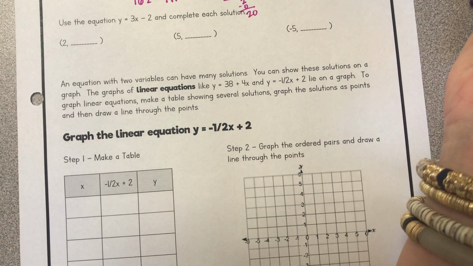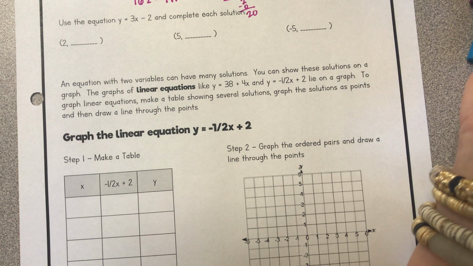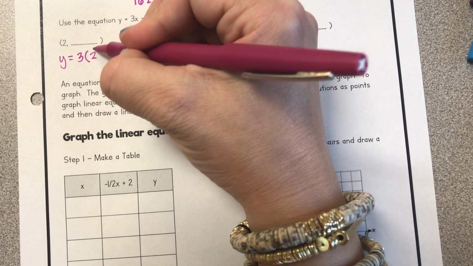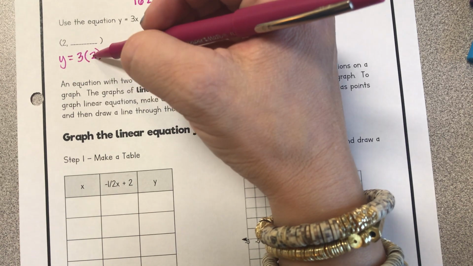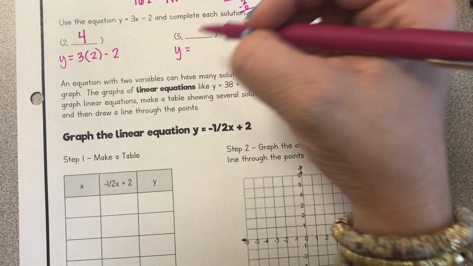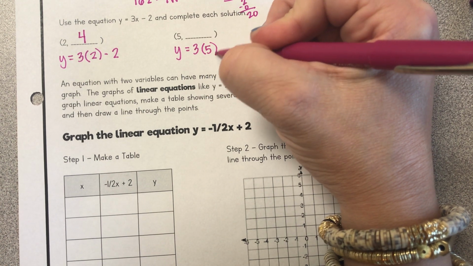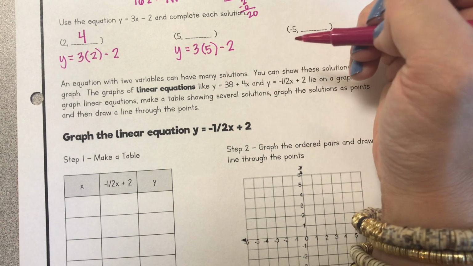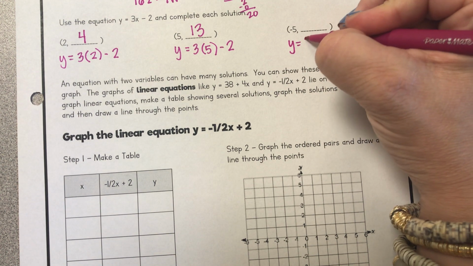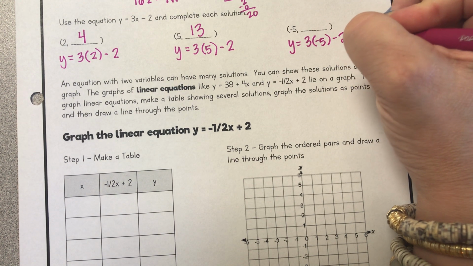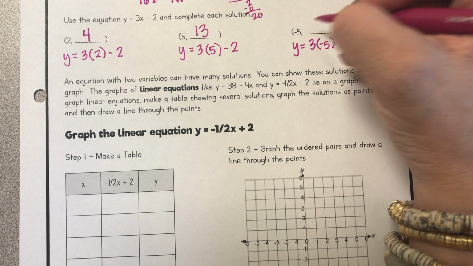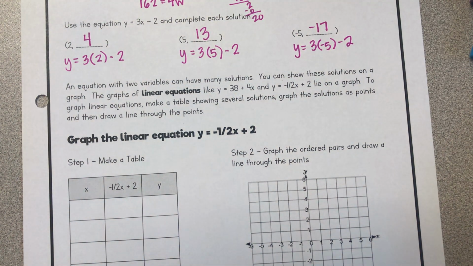Okay, it says use the equation y equals 3x minus 2 and complete each solution. So the y value is what's missing, and it's going to be equal to 3 times whatever the x is minus 2. 3 times 2 is 6. 6 minus 2 is 4. The y is going to equal 3 times whatever the x value is minus 2. 3 times 5 is 15. 15 minus 2 is 13. y equals 3 times whatever x is minus 2. 3 times negative 5 is negative 15. Negative 15 minus 2 is negative 17.